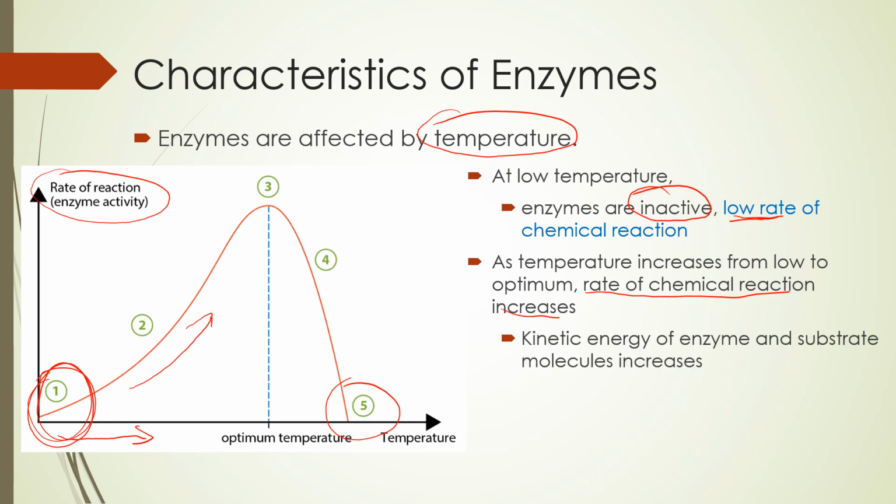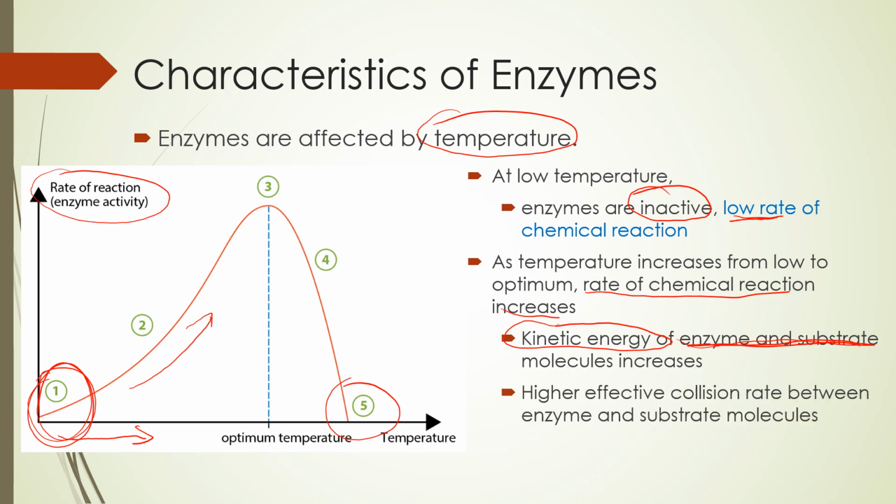Now why is that so? If you remember the particulate nature of matter, as temperature increases, all molecules will move faster. They will vibrate and move faster. So in a solution, the kinetic energy of all the molecules, the enzymes and the substrate molecules, will increase. This increase in movement of enzyme and substrate molecules will cause them to bang into each other more. I use the word bang because I'm explaining, and you can see in the slides that this increase in movement creates a higher collision rate.